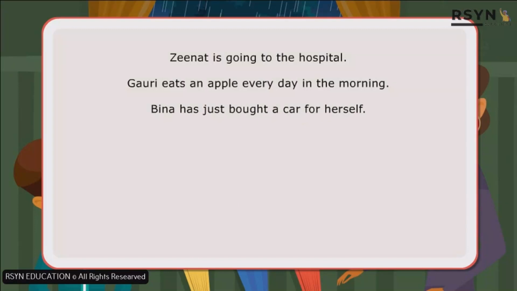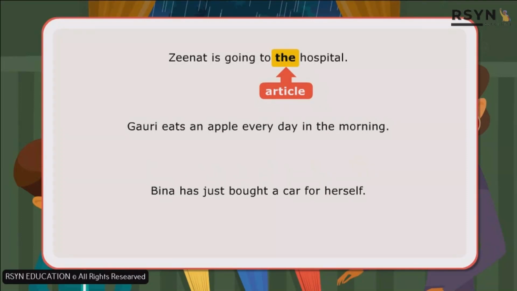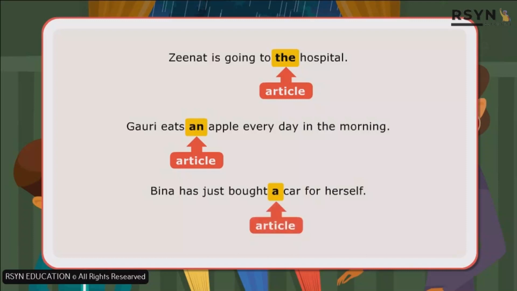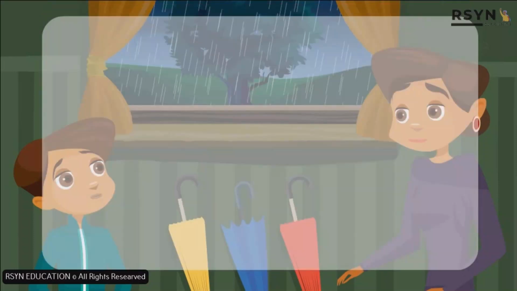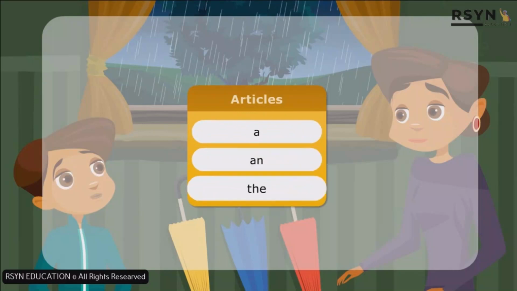In the first sentence, the is an article and it refers to a particular hospital. In the next sentence, an is an article and refers to any single apple. In the third sentence, a is an article and refers to a single car which is not specific. There are only 3 articles in English: a, an, the.